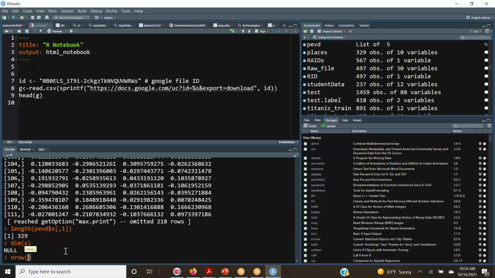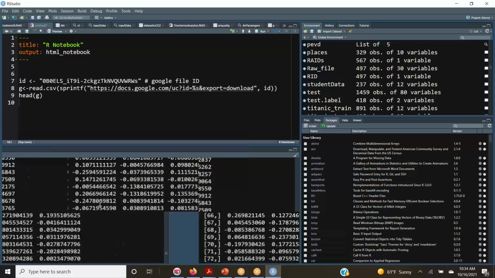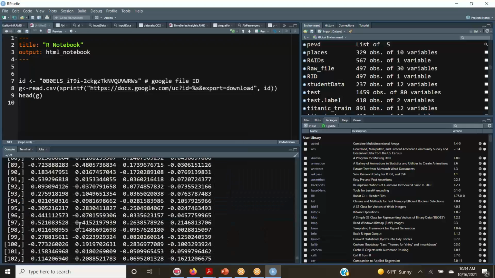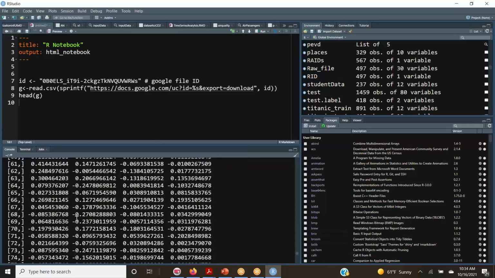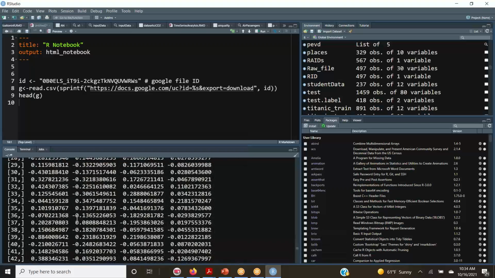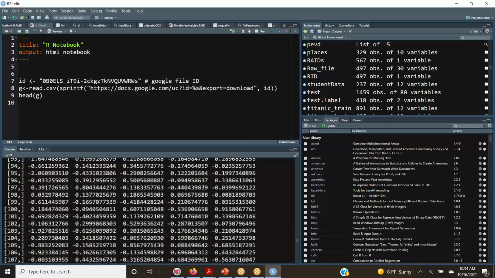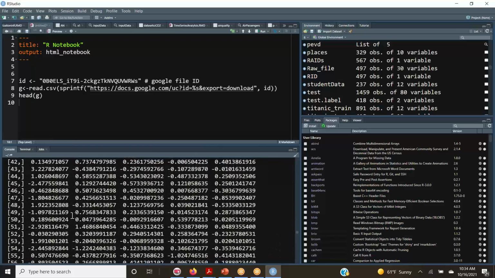N row is X. N row is also not showing N row. Okay. What I want to show you is that you see that X. You can see that X starts here. I asked for X, isn't it? X are columns, the eigenvectors. Let me put it this way.